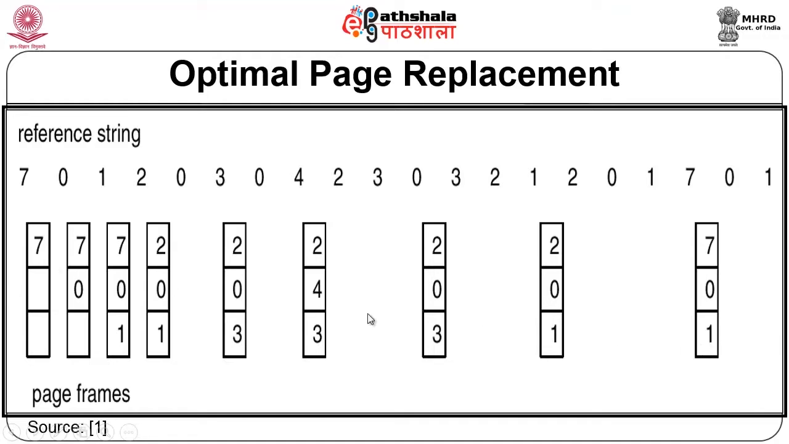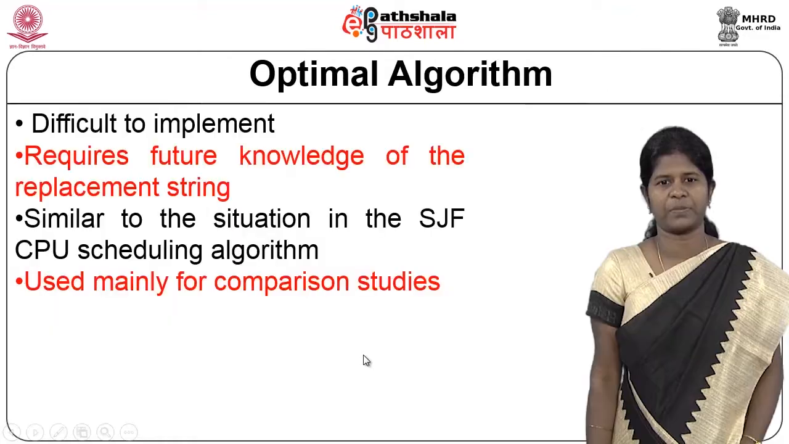So, here you can see that the number of page faults in this case is 9. There are totally 9 page faults in optimal page replacement algorithm, whereas for the same string we saw that in the case of first in first out page replacement algorithm, the number of page faults is 15. So, here we see that the number of page faults have reduced a lot in the case of optimal page replacement.